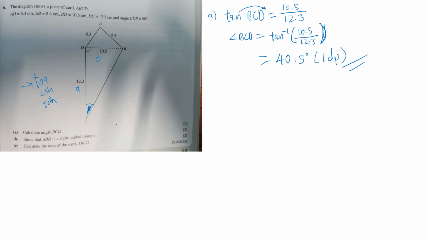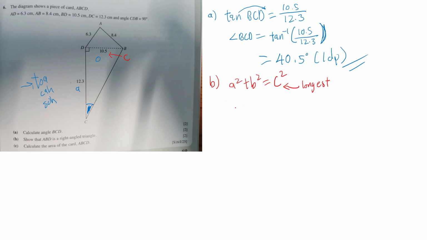Let me change the color. For part B, show that ABD is a right angle triangle. This one is very simple. So for it to be a right angle triangle, it must follow A square plus B square is equal to C square. Now you have 3 lengths over here. You need to know which one is which. C is the longest length. So which one is the longest? It is 10.5.